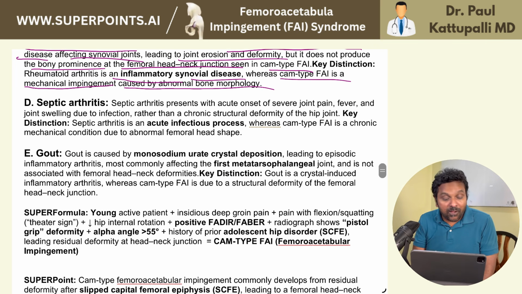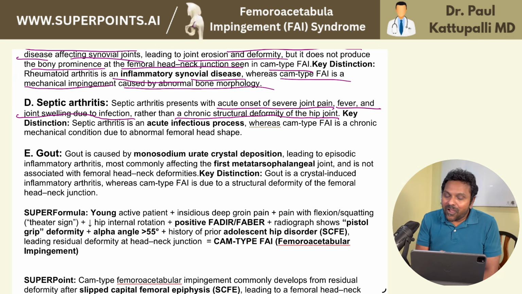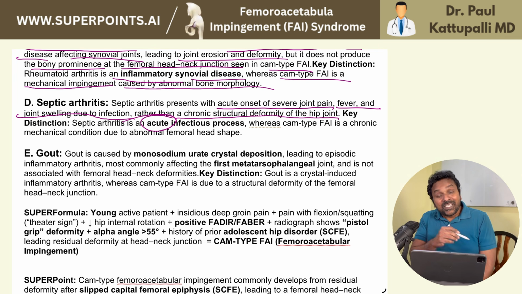Why not septic arthritis? Septic arthritis presents with acute onset of severe joint pain, fever, and joint swelling due to infection, rather than a chronic structural deformity of the hip joint. The key distinction is septic arthritis is an acute process. All right. It is an acute thing. It's an infectious thing. It comes with fever. You don't see those things in FAI.